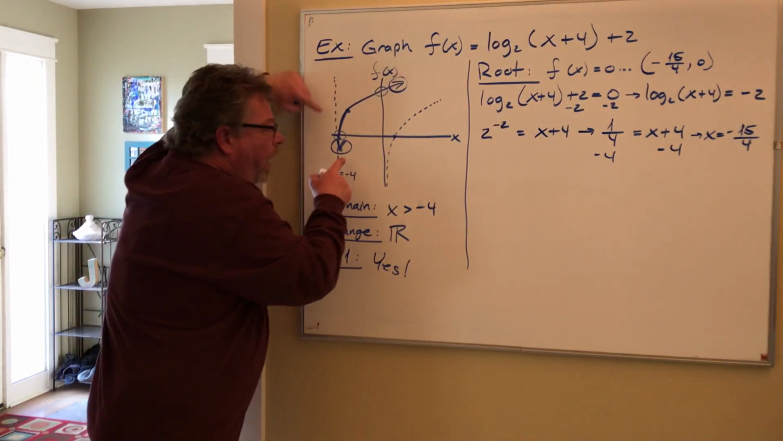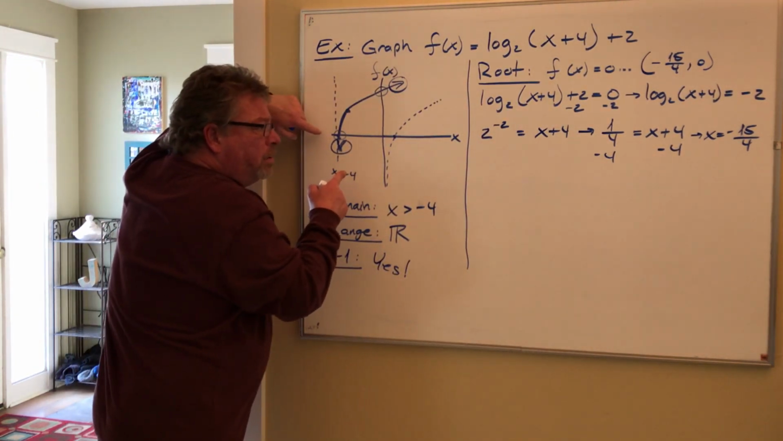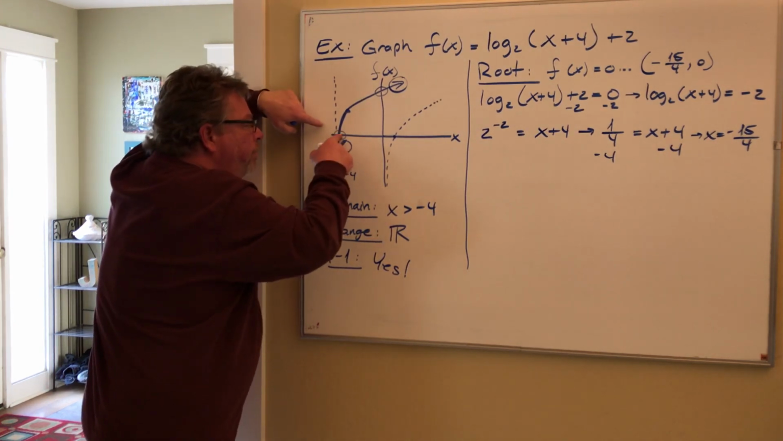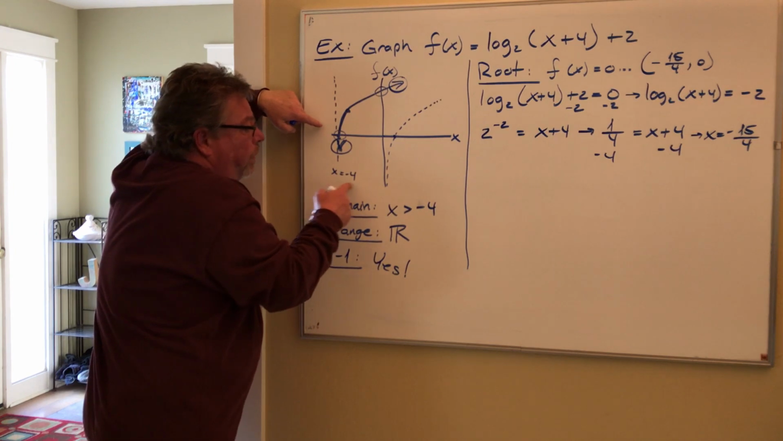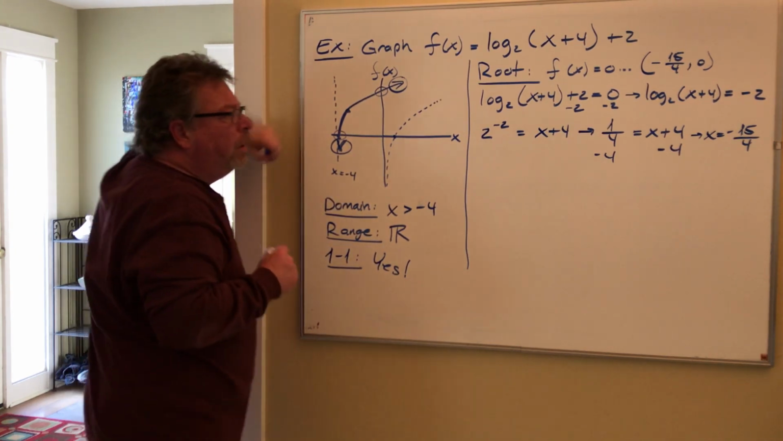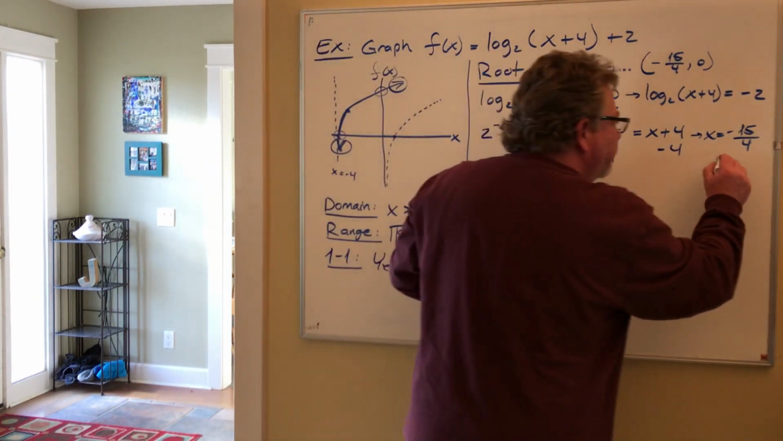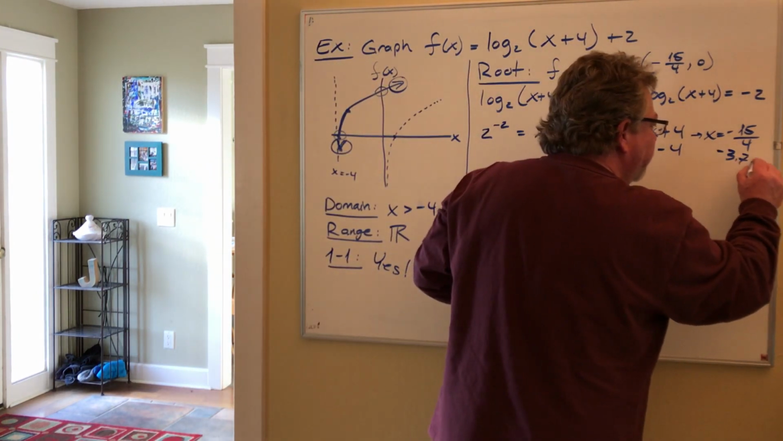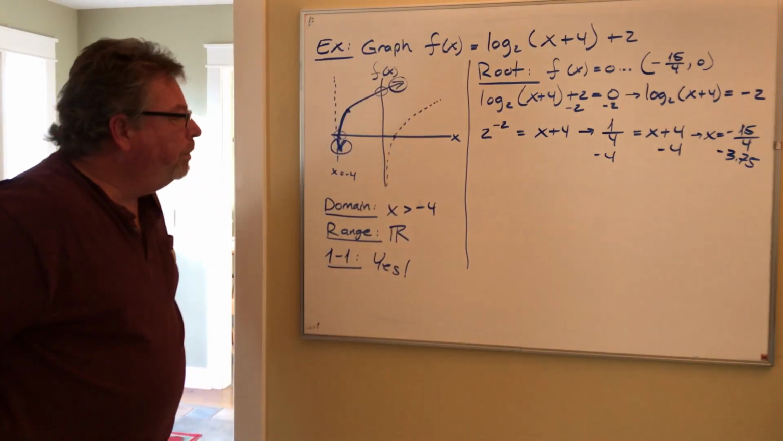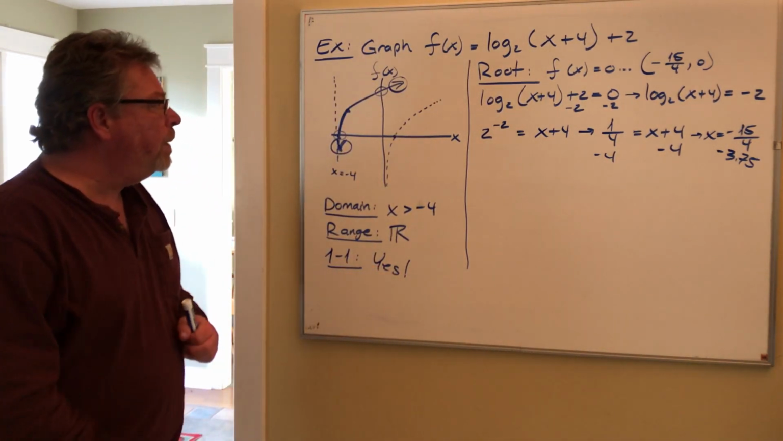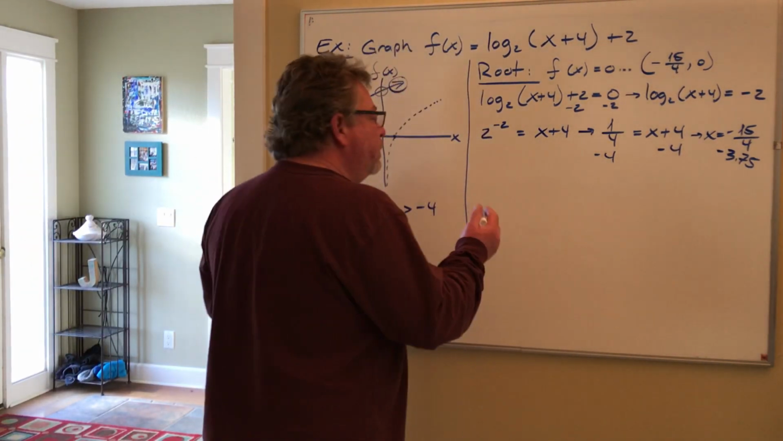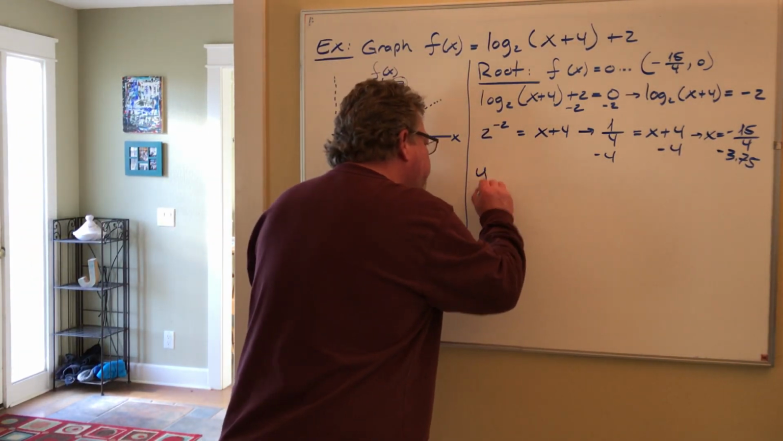Which, based on my graph, is legitimate, because I know that this root is going to be pretty close to that vertical asymptote at x equals negative 4. And negative 15/4 is negative 3.75. So I'm satisfied with that. It looks okay to me. So there's the root. Now, let's go and find the y-intercept.